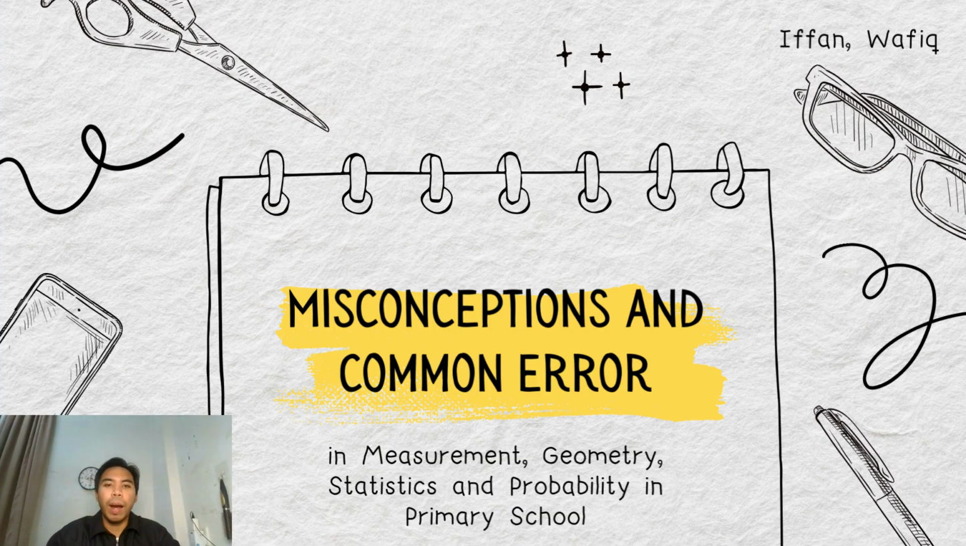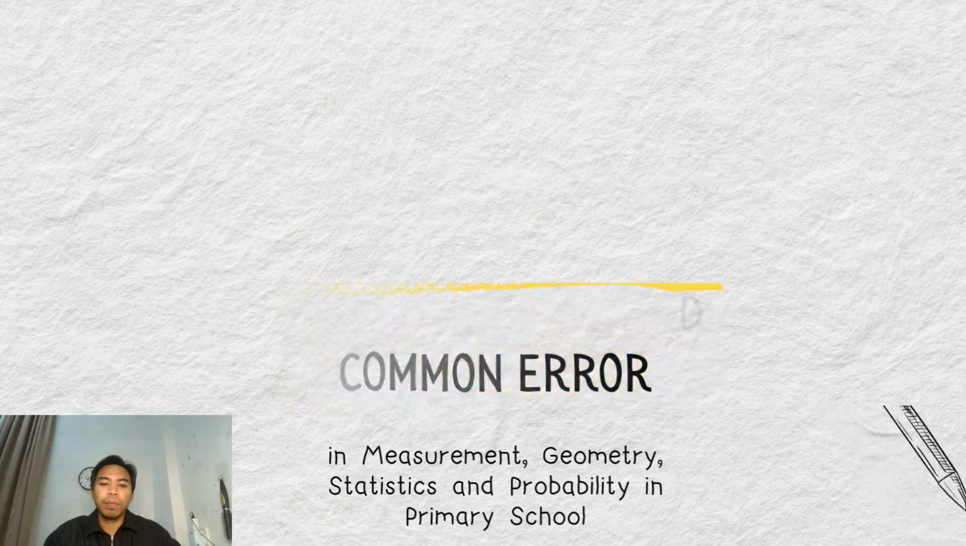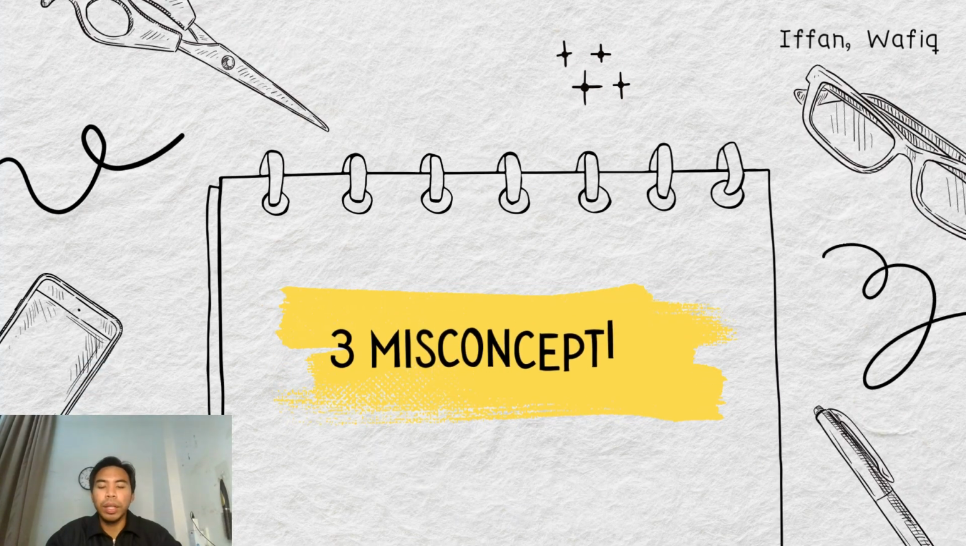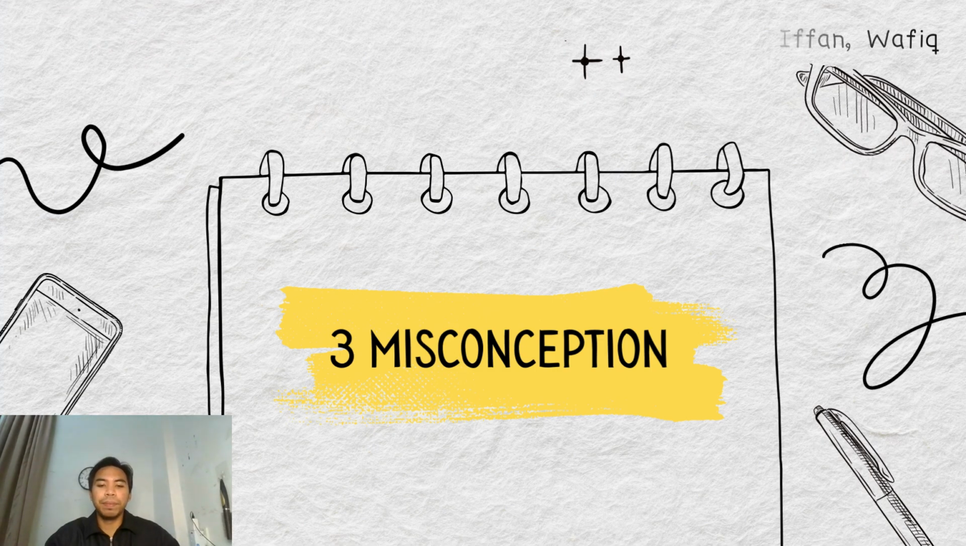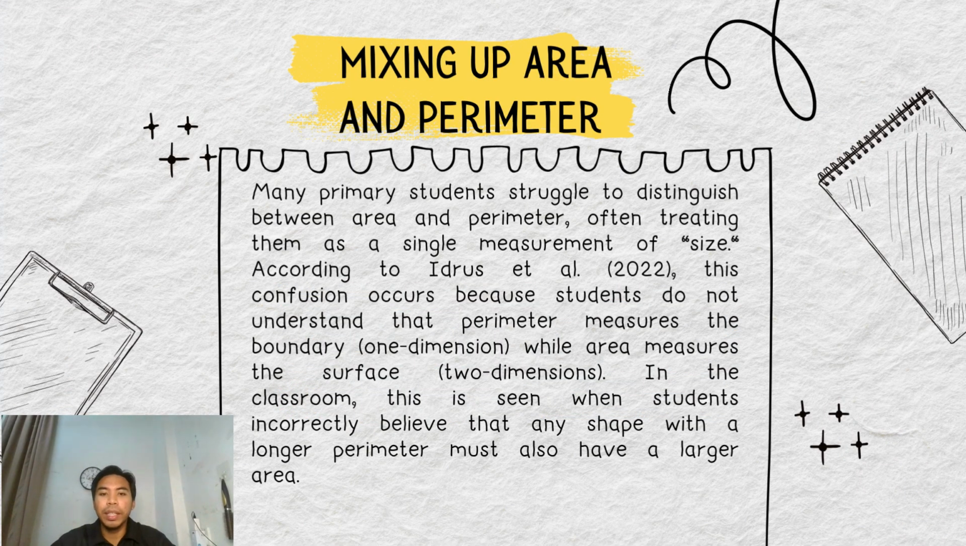So today, I'm Ifan and Wafi will be presenting about misconceptions and common errors in measurement, geometry, statistics, and probability. So here, there are three misconceptions that are basically common errors in daily school in Malaysia. Firstly is mixing up area and perimeter.